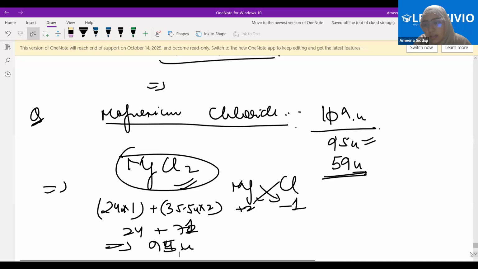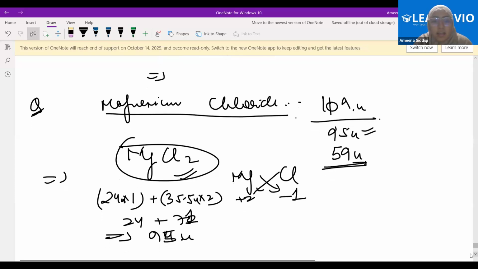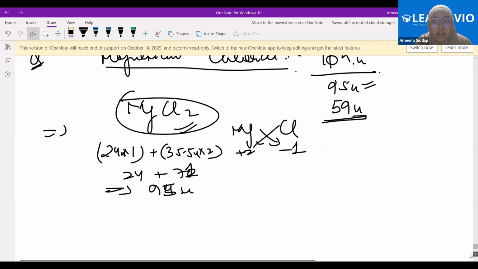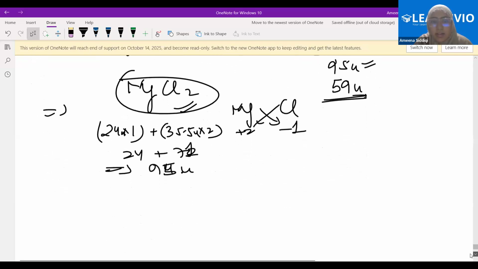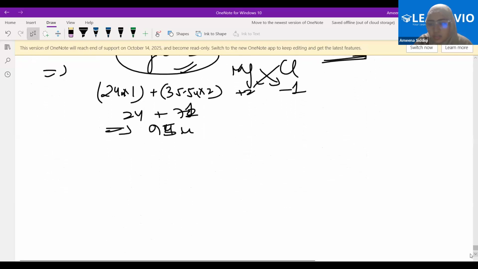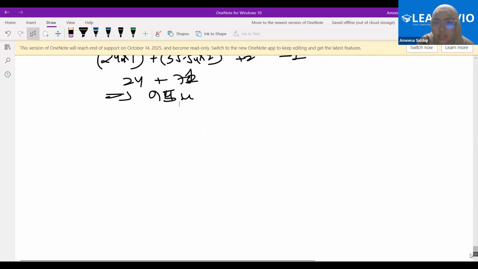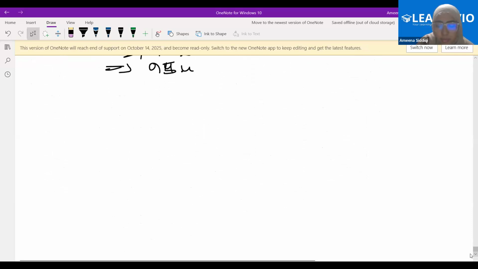Sorry, ma'am, I thought the valency of magnesium was 1. No worries. Just through this, you are supposed to learn the valencies by practice. That is the only purpose of solving these many questions. Okay, fine. The last one here.